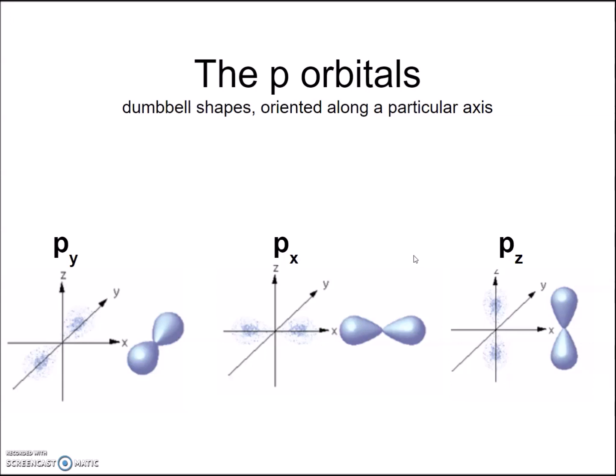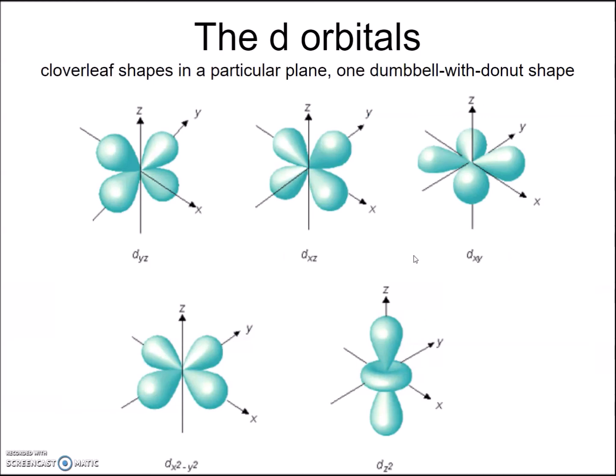Now we're going to take a look at the D orbitals. These are a little more goofy. There's 5 D orbitals. The general shape can be described as kind of like a clover leaf. It's like a double dumbbell. You got 4 lobes. They're oriented in a particular plane. So any 2 axes make up a plane, and it's in that plane that the cloverleaf shape is oriented.